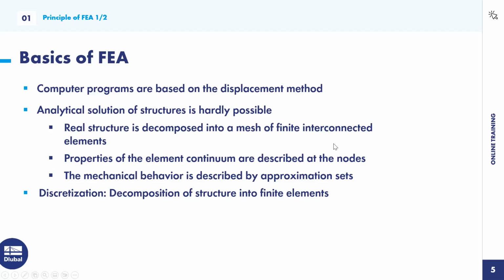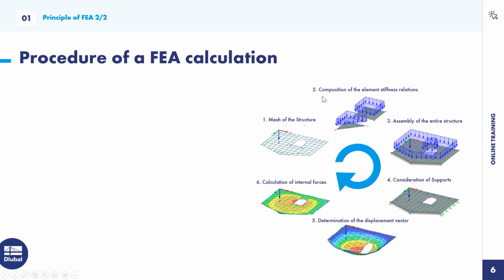So let's go on with our graphics here. Here we have it again shown in 6 steps. At first, we have our discretization. So we will have the mesh of the structure. In this case, we have a slab, and the slab is now divided into these finite elements. These finite elements you can see in the second point here.